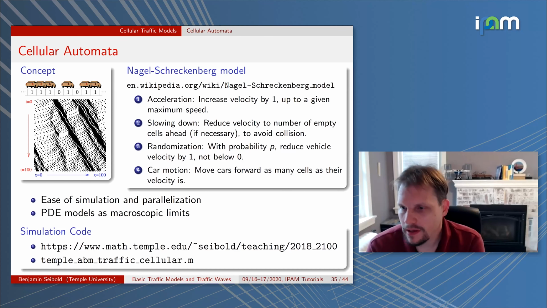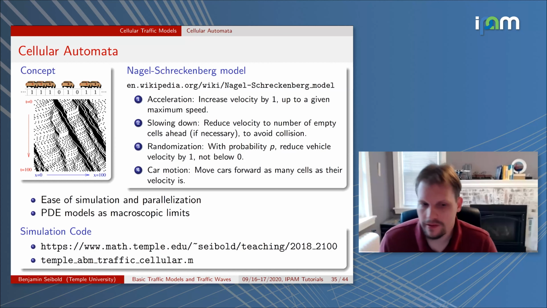So one can simulate things very quickly with this. And also, if one does proper analysis, one can show that in certain limits of cell size going to 0, these models do converge to certain PDEs.